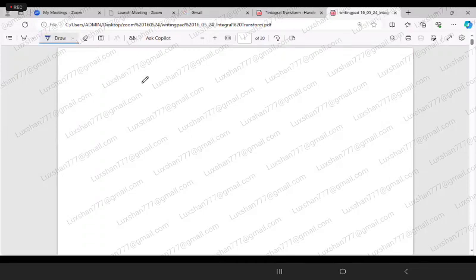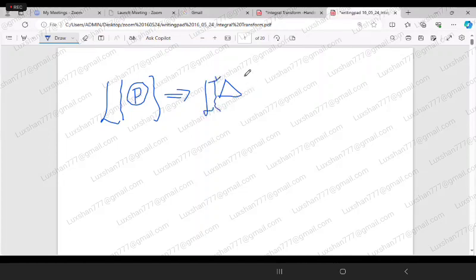So the general idea is, this is your problem P. Now you take the Laplace transform of this problem P. Then you get a transformed problem, and if you take the inverse of it, you can get the solution to the original problem. So that is the idea.